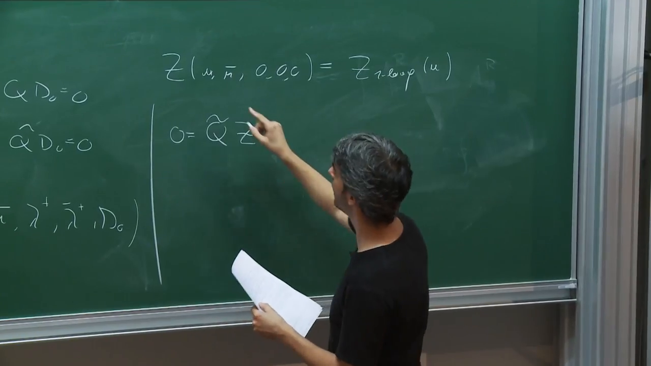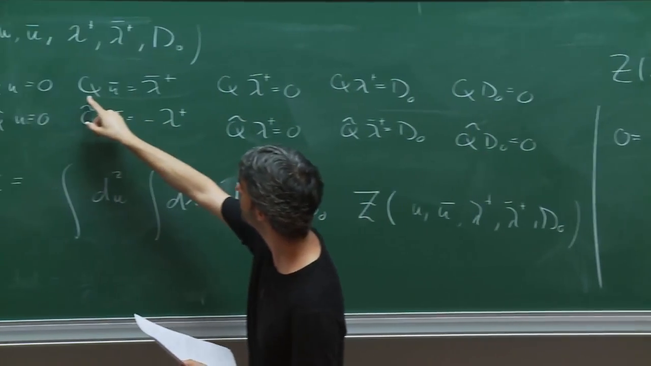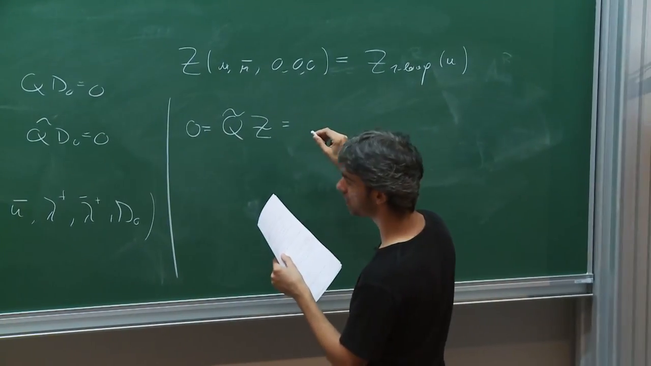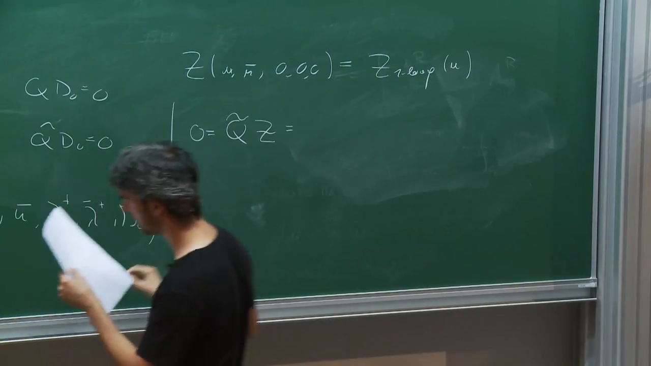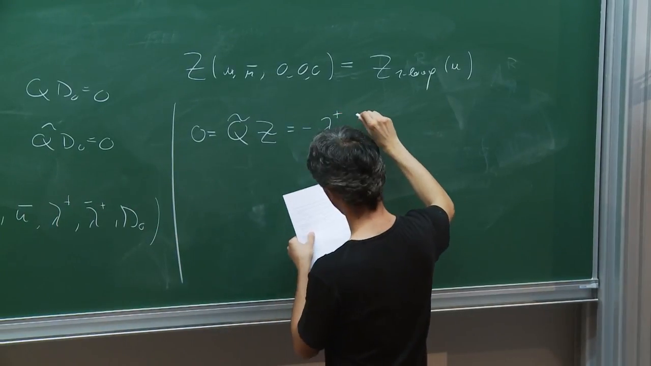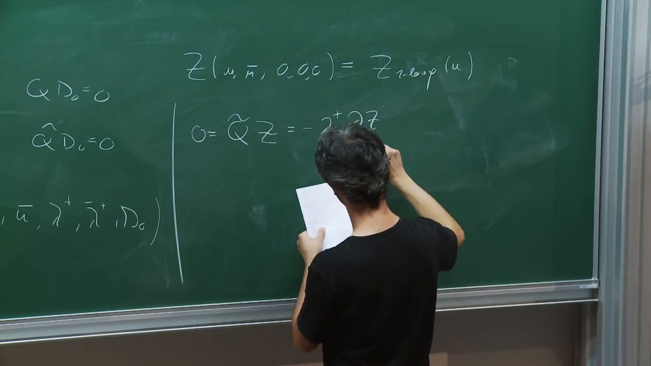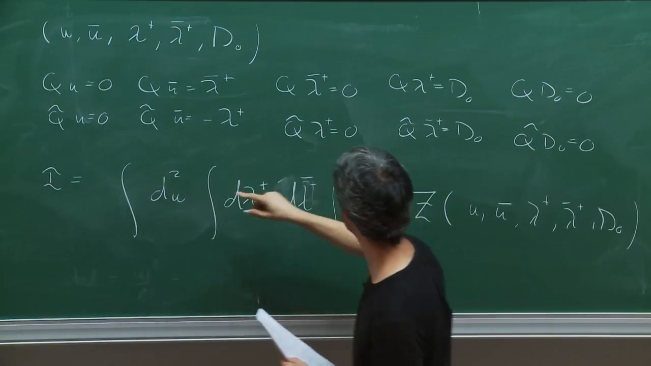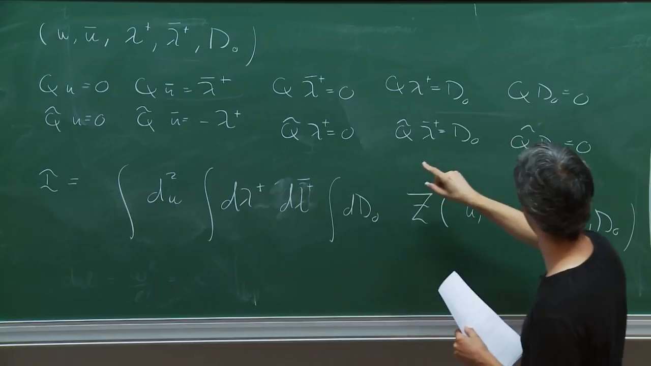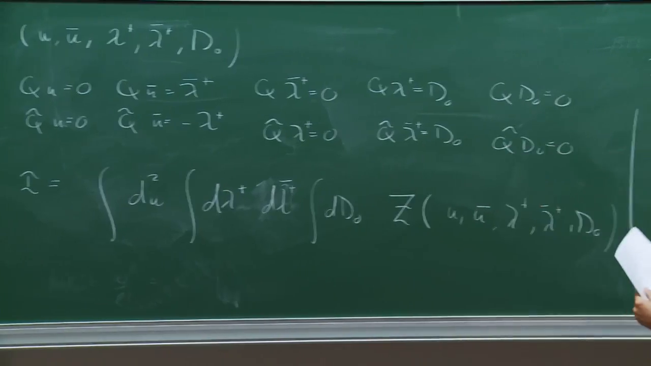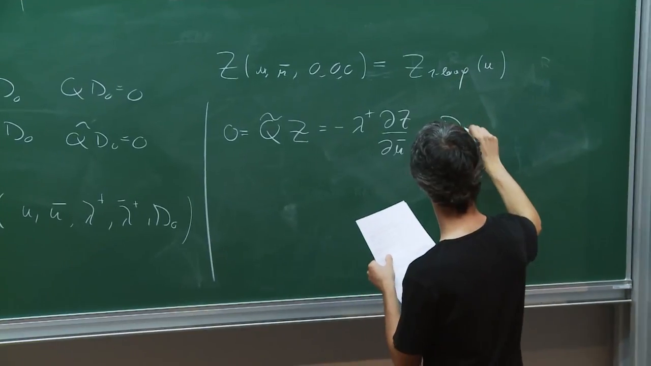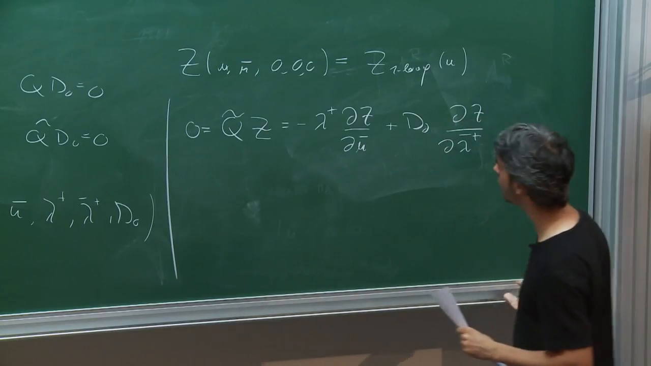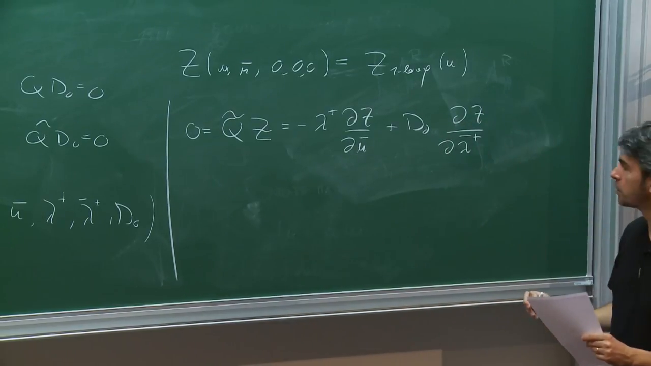So what do we have? Well, you see Q acts on U bar, transforming lambda plus bar. So Q tilde transforming minus lambda plus. So this is minus lambda plus and the derivative of Z with respect to U bar. And then Q tilde on U doesn't act, so this gives you 0, but this doesn't give you 0. And so I give you d plus, so we have some d 0. OK, so this relation comes from supersymmetry.